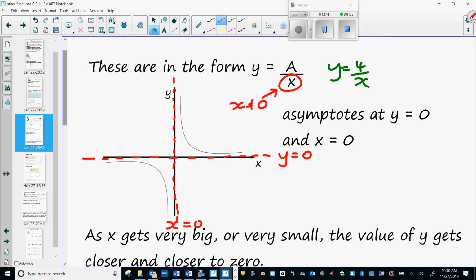Okay? So if there's ever a time that you're saying that x cannot equal something, it means that there would be an asymptote there. And we generally show asymptotes with dotted lines. Okay? So dotted lines show where the asymptotes are.